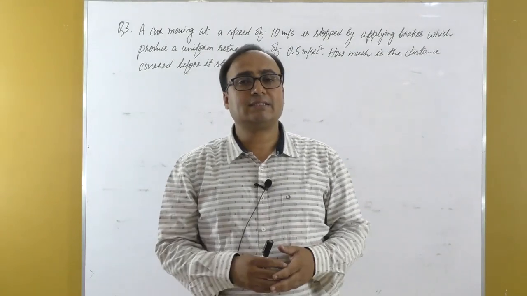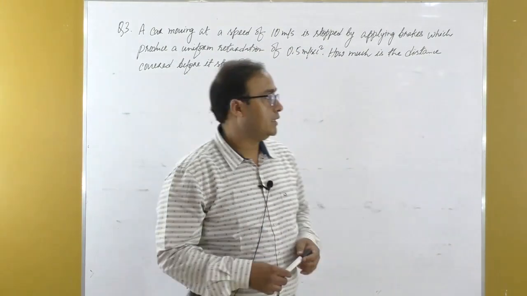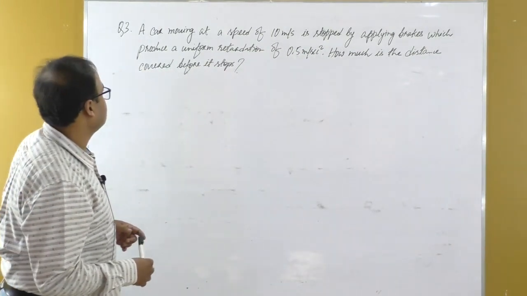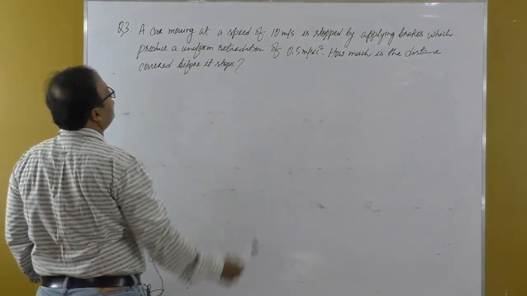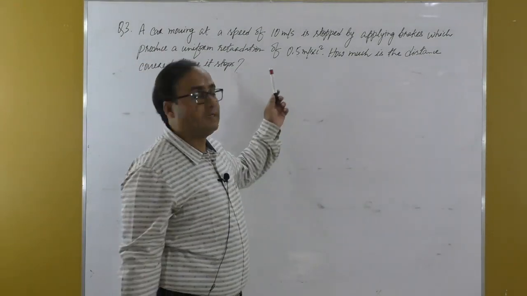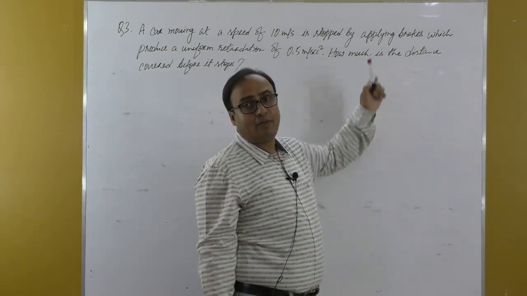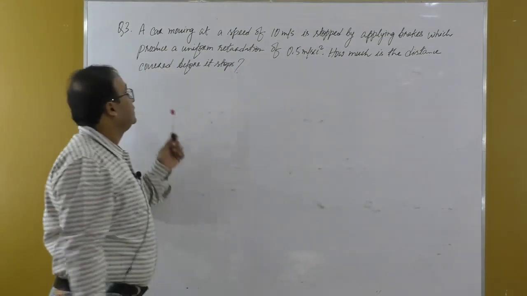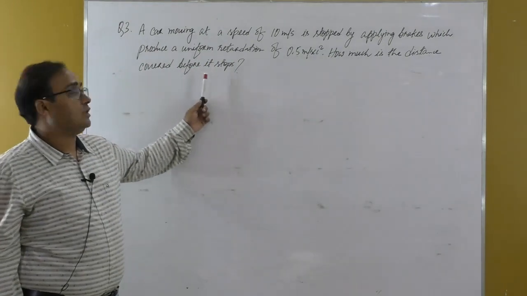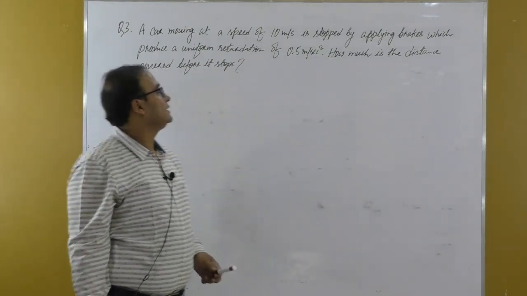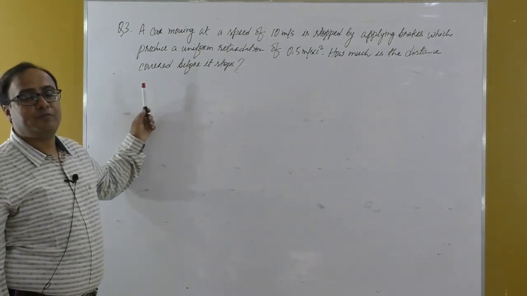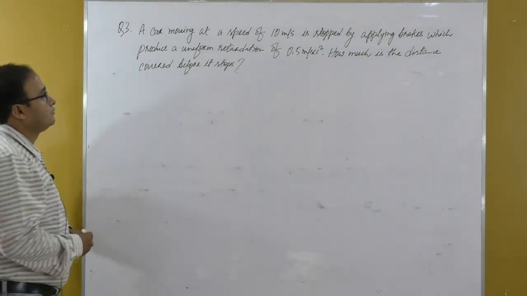Now we are going to discuss question number 3, and you should note down first the question. Here given, a car moving at a speed of 10 meter per second is stopped by applying brakes, which produce a uniform retardation of 0.5 meter per second square. How much is the distance covered before it stops?